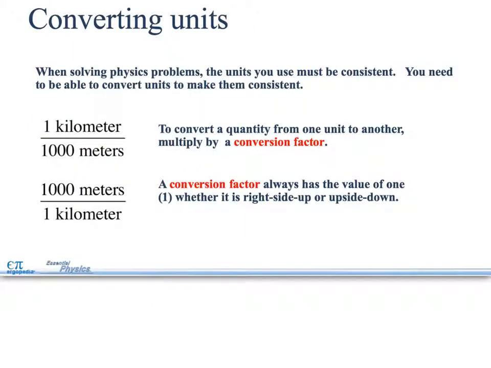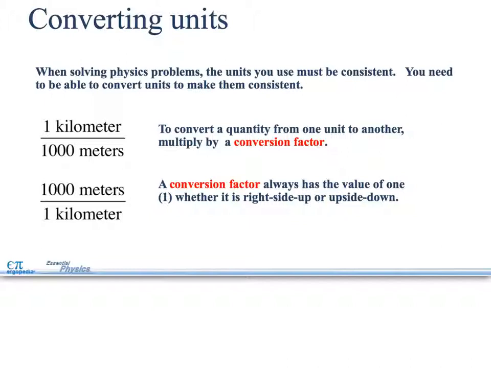When solving physics problems, the units you use must be consistent. You need to be able to convert units to make them consistent. 1 kilometer is the same as 1,000 meters, and 1,000 meters is the same as 1 kilometer. To convert a quantity from one unit to another, multiply by a conversion factor. A conversion factor always has the value of 1, whether it's right side up or upside down.